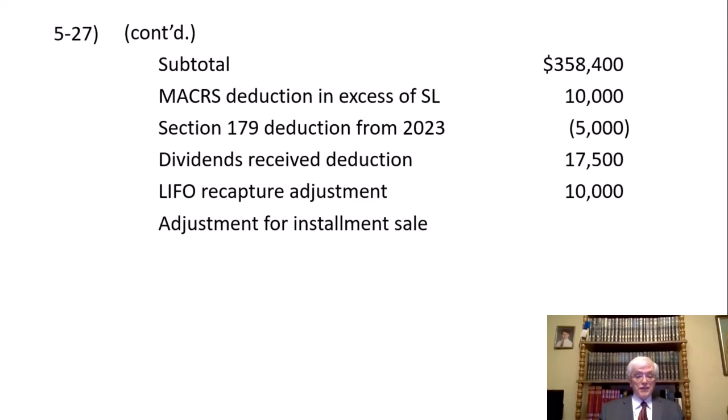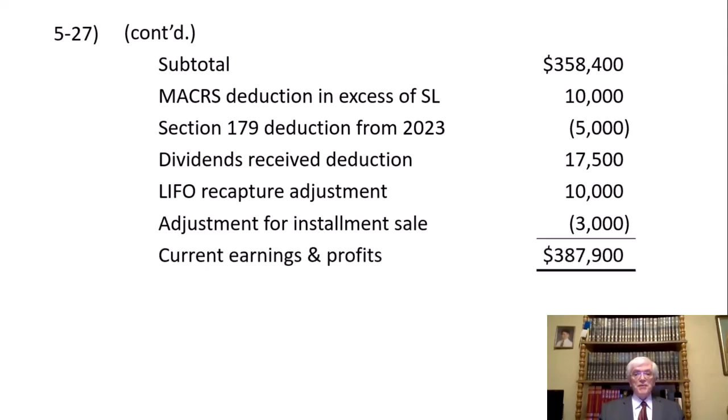That adjustment for the installment sale, we received $15,000 this year for the installment sale that took place last year. Well, the full $8,000 gain was included in earnings and profits in 2023, and so therefore in 2024, when we got that $15,000, we had to pick up $3,000 of gain for taxable income. We can subtract that out for earnings and profits.